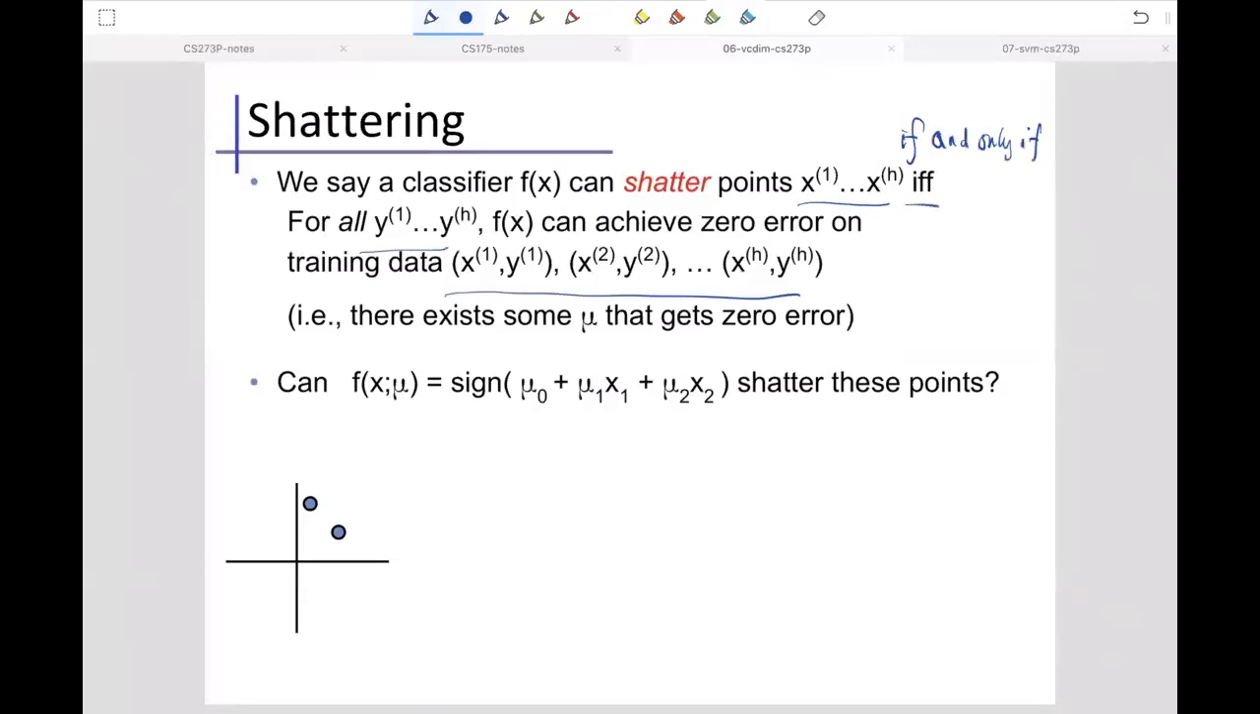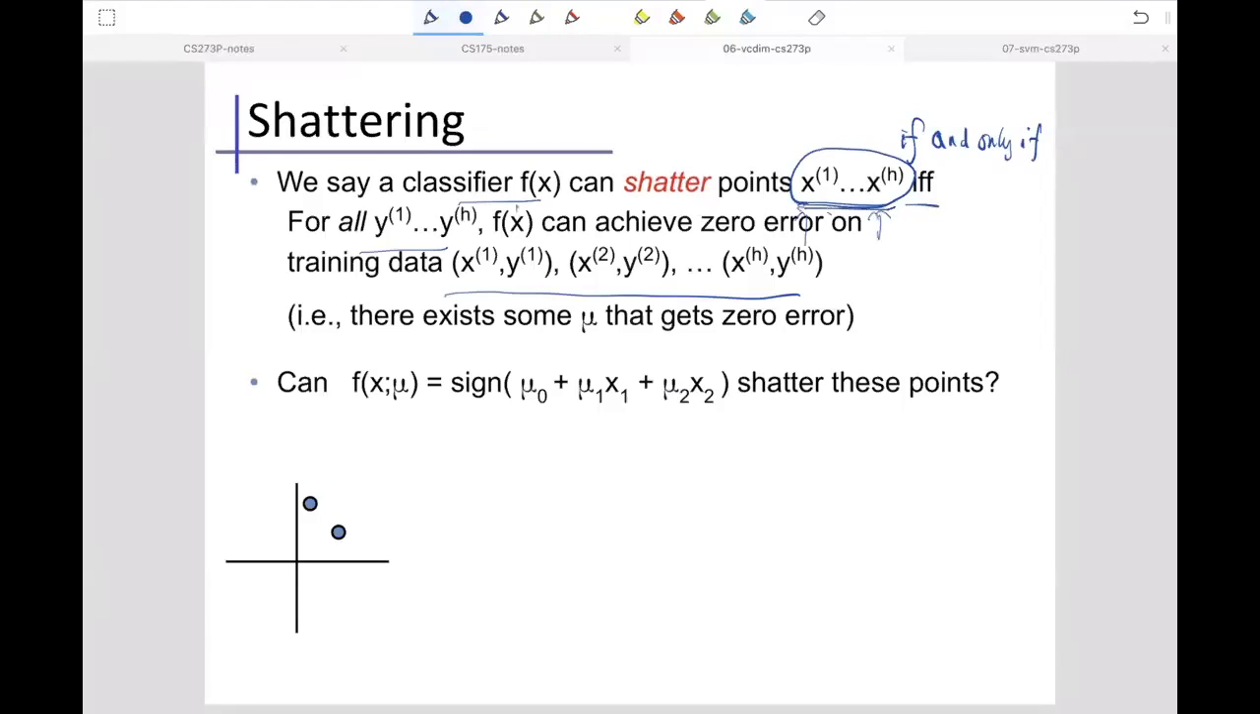So what does this mean here? Suppose you are provided with a collection of data sets, and we say a classifier can shatter this data if you can assign any labels to this data set. For any label assignment on this data set, you can always learn a classifier that can perfectly classify these data sets. That's what shattering means.